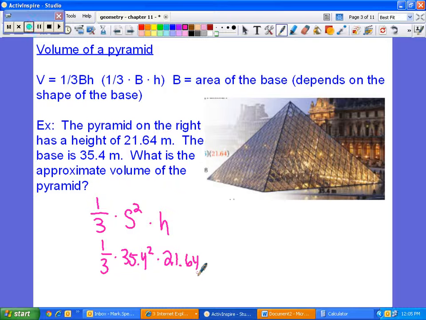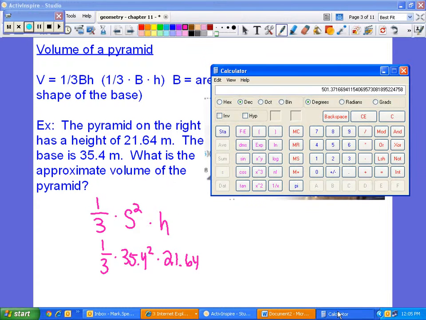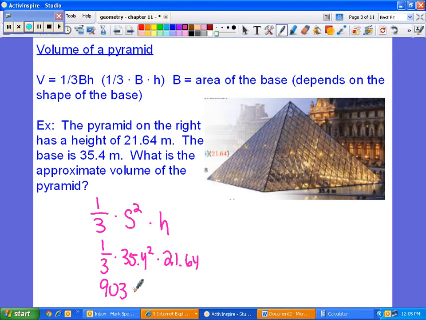now we just go to our calculator. We do 35.4 squared times 21.64 equals, divide by 3, equals, we get 9039.46, which will then round to the nearest whole number. So we get 9039 cubic meters. And that's really all there is to it. It's not difficult.